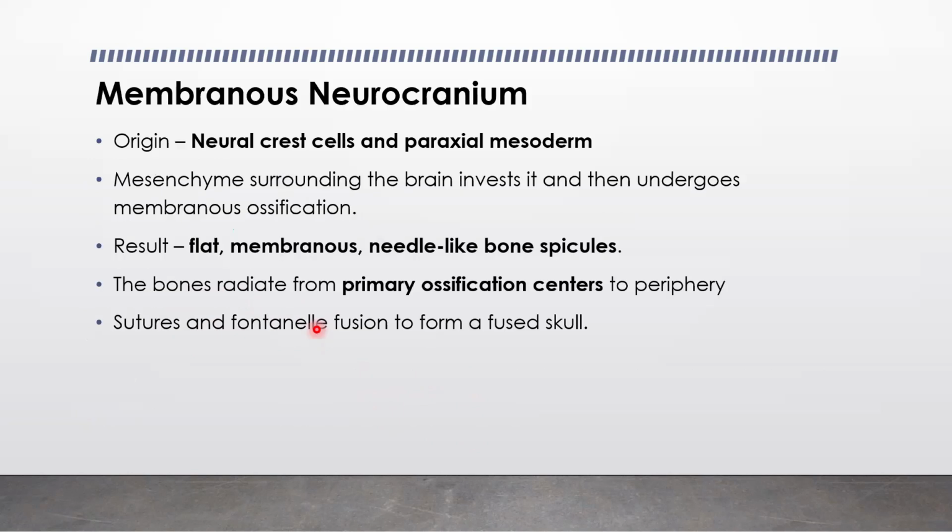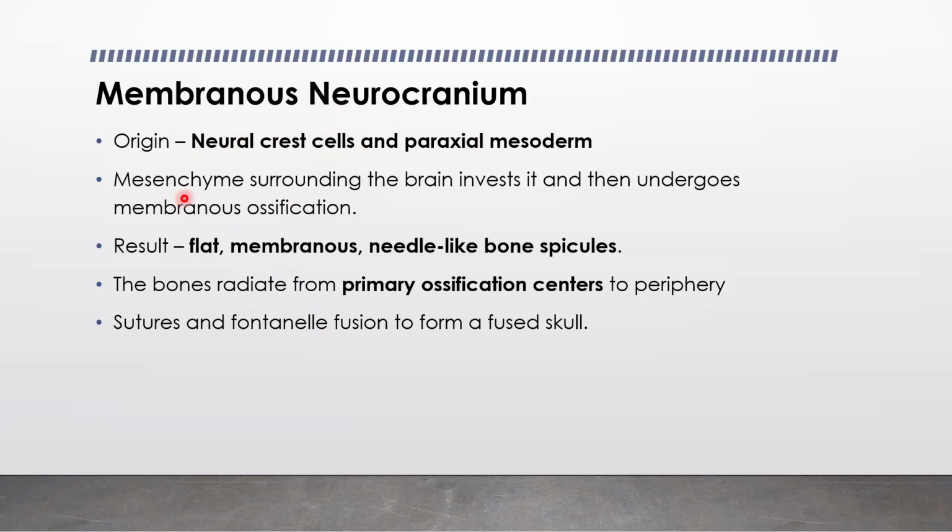So let's start with the membranous parts of the neurocranium. You'll find that the origin of the cells, the mesenchyme that forms the membranous neurocranium, will be coming from neural crest cells and paraxial mesoderm. So the bones, the parietal bones, the frontal bone, the temporal bone will be coming from neural crest cells and paraxial mesoderm. But most of the time it's neural crest cells.